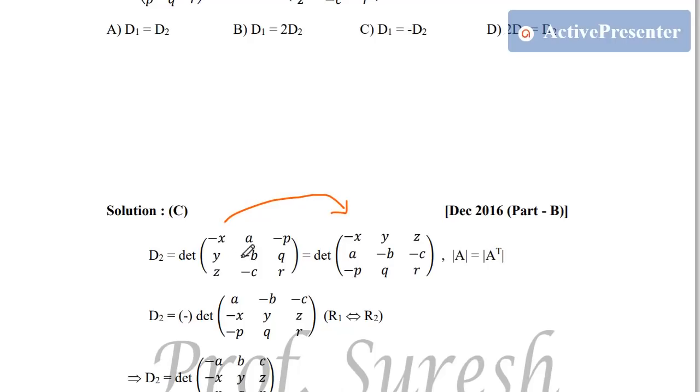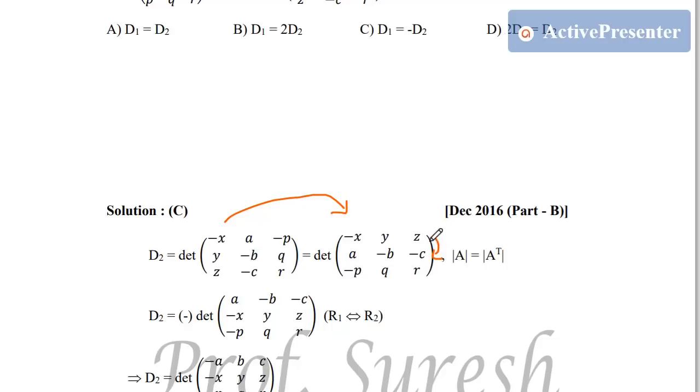Interchange rows into columns. The first row, minus x A minus B, is written here. Minus x A minus B. Likewise, the second row into the second column, the third row into the third column. And then interchange R1 and R2 from this one.